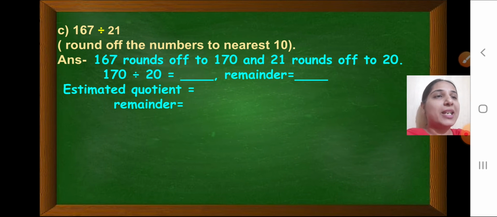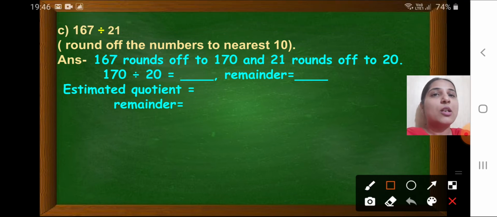Now question number C is 167 divided by 21. Again we have to round off the numbers to the nearest 10. It means we have to round off both the dividend and the divisor to the nearest 10. So first we will round off 167. When we round it off to the nearest 10, we will get 170, whereas 21 rounds off to 20.